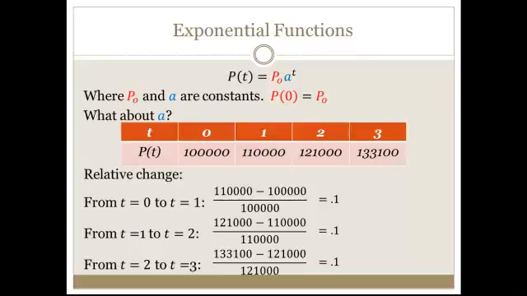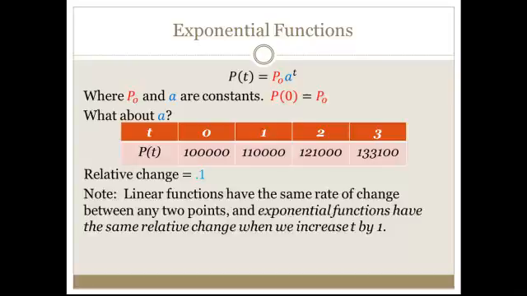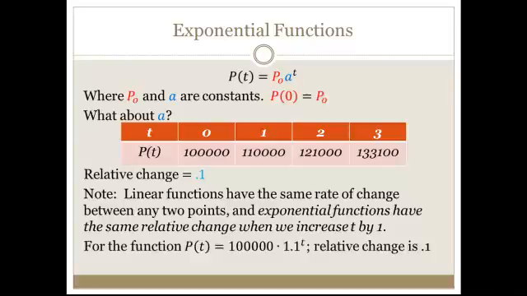Here we do see a pattern. So what's the significance of 0.1? Well, we've found that our relative change is always 0.1. It's worth pointing out here that linear functions have the same rate of change between any 2 points, and exponential functions have the same relative change when we increase t by 1. For our function p of t equals 100,000 times 1.1 to the t, relative change is 0.1. In general, we can write a as 1 plus r, where r is our relative change.